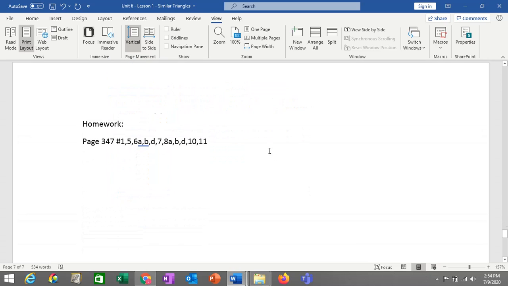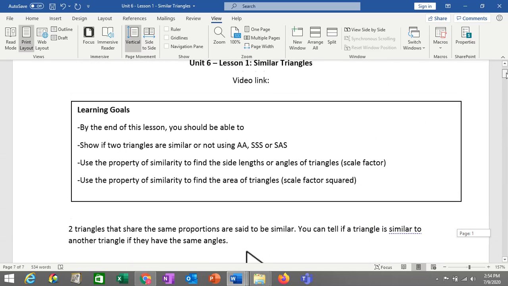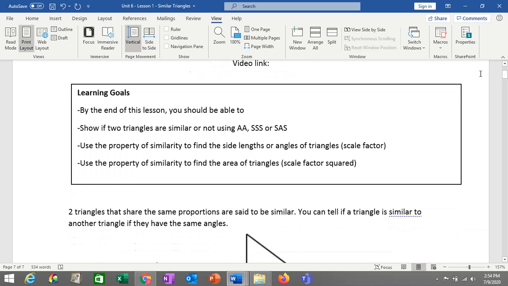Okay, so it's a bit of a long one, but the main takeaways here: make sure you can show that triangles are similar using either AA, SSS, or SAS, right? Angle, angle, side, side, side, or side, angle, side. Make sure that if you know two triangles are similar, you can use information in one triangle to figure out information in the other, specifically side lengths, using the scale factor. And make sure that you can also apply the same technique to area. So if you have the area of one triangle and it's similar to another one, you multiply the area of one triangle by the scale factor squared.